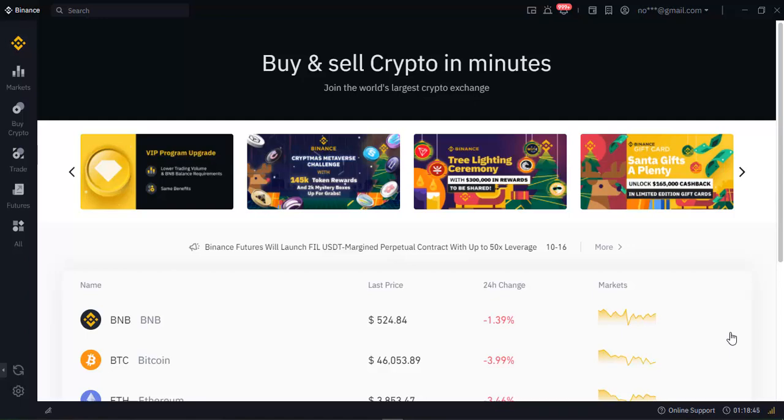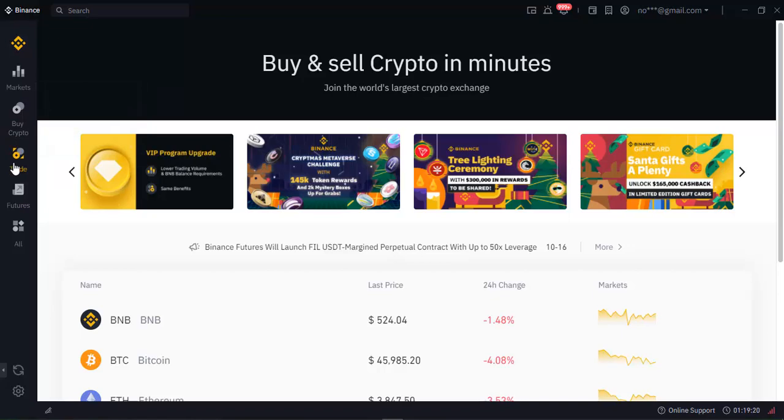Hello, in this lesson we are going to talk about how to actually buy and sell crypto inside Binance, that is, how to trade properly on the spot market. We are going to talk about mainly two orders in this lesson, though we have four orders inside Binance.